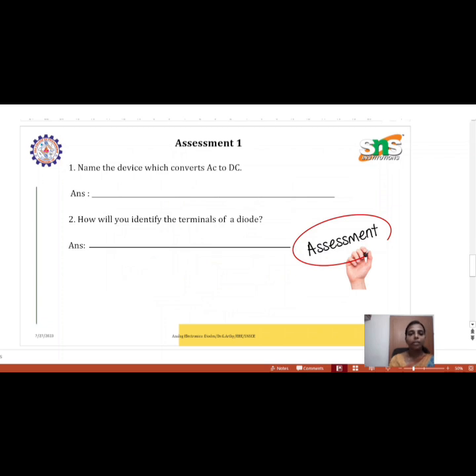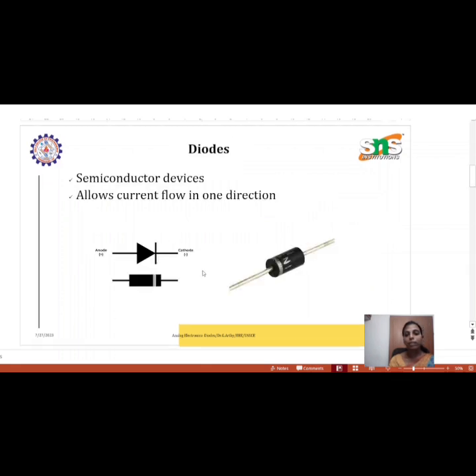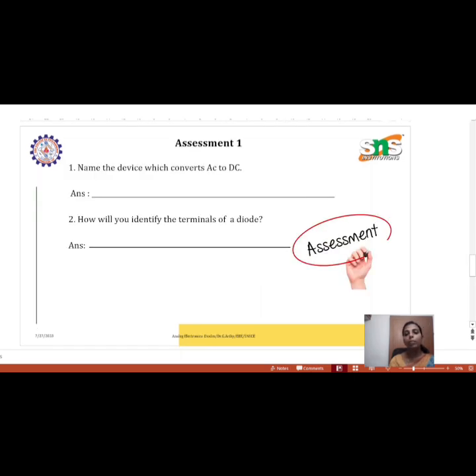Now coming to the assessment part. Can you name the device which converts AC to DC? And how will you identify the terminals of a diode? If you see here, in this diode, this ring is known as the negative terminal and the other end is known as the positive terminal. This is how we identify a diode.